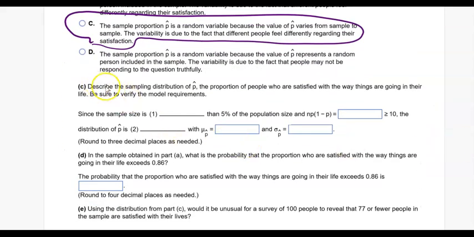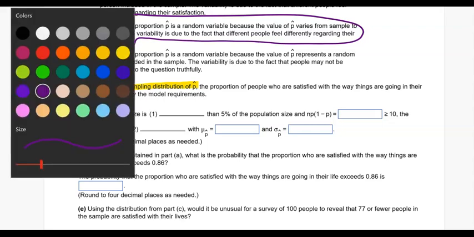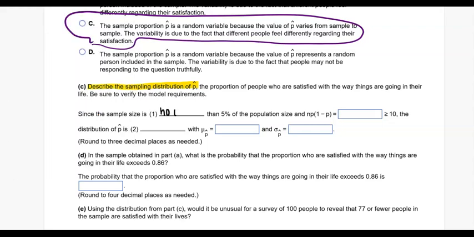Part C. Describe the sampling distribution of p hat. Again, if you describe the sampling distribution of p hat, you have to say whether this sampling distribution of p hat is normal or not normal, and whether you satisfy the criteria. So the sample size is no more than 5% of the population size. I mean, the sample size is less than 5% of the population size. You pick the no more option here.